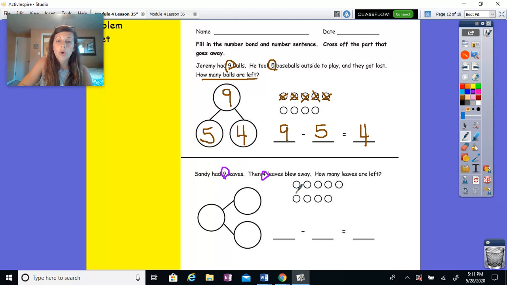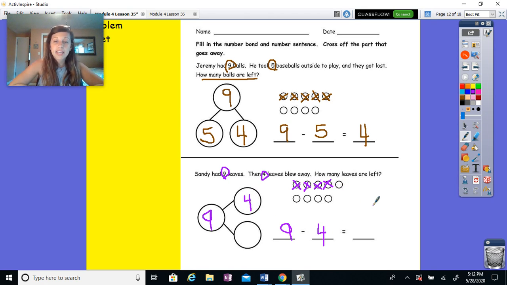Okay, so what number comes first? If you said 9, you are right because she started with 9 leaves. And 9 goes in my hole. Okay. Then it said, how many blew away? 4. So we're going to cross off 4. 1, 2, 3, 4. So then 4 comes next in our number sentence because 4 blew away. So I'm going to write 4 in one of my parts as well.